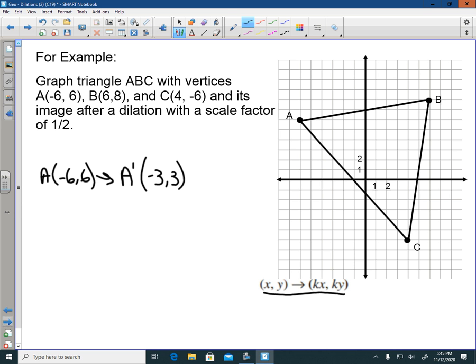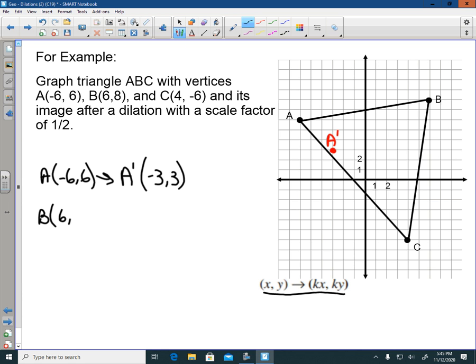It's 3. And so now we have a new point that we can graph, A prime, which lives at -3, -1, 2, 3, +3, 1, 2, 3. And here is the location of A prime. We can do that with B also.